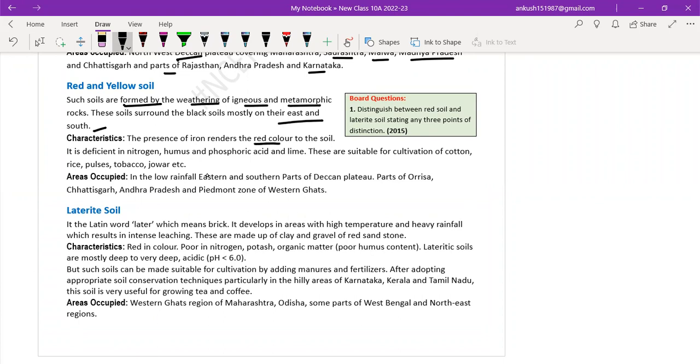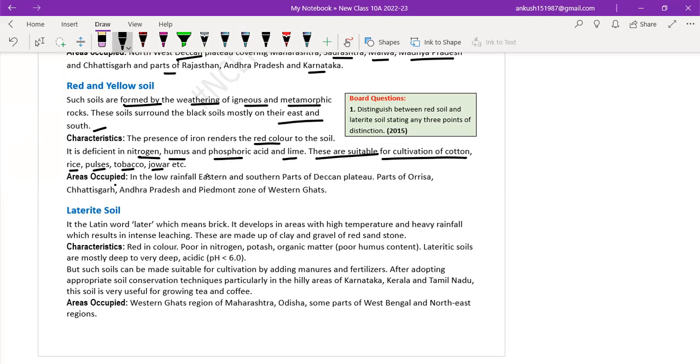That soil is red in color. Actually, the soil is given the same color over there and the name also. The soil is deficient in nitrogen, humus, phosphoric acid, and lime as well. These are suitable for cultivation of cotton. It has more proportion of these all. Rice, pulses, tobacco, and jawar are some crops which can be cultivated on this soil.